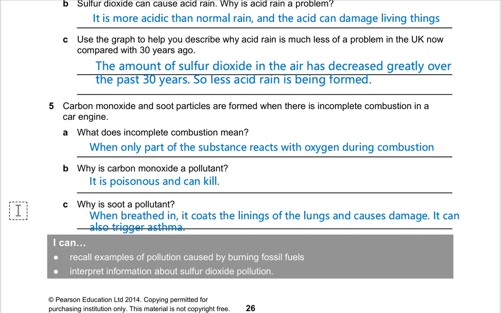And why is soot a pollutant? When you breathe in, it coats the linings of the lungs and causes damage. Then it can also trigger asthma. So these are the reasons why soot is a pollutant, how it's harmful for us.